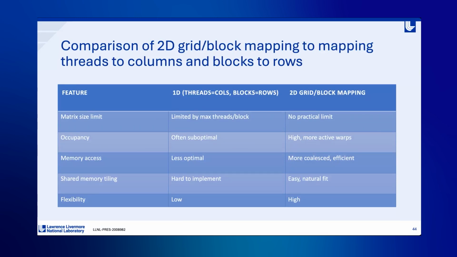We didn't look at occupancy here, but if you start investigating occupancy, then for the 2D grid mapping, you'll likely find that there's better occupancy. Once you start diving into more of the details, the 2D grid block mapping allows for more coalesced, efficient reads. If you start doing some more ninja-level optimization where you're introducing shared memory and tiling, then the 2D grid block mapping is definitely the way to go. And so for these reasons, the 2D grid block mapping ends up being a bit more flexible.